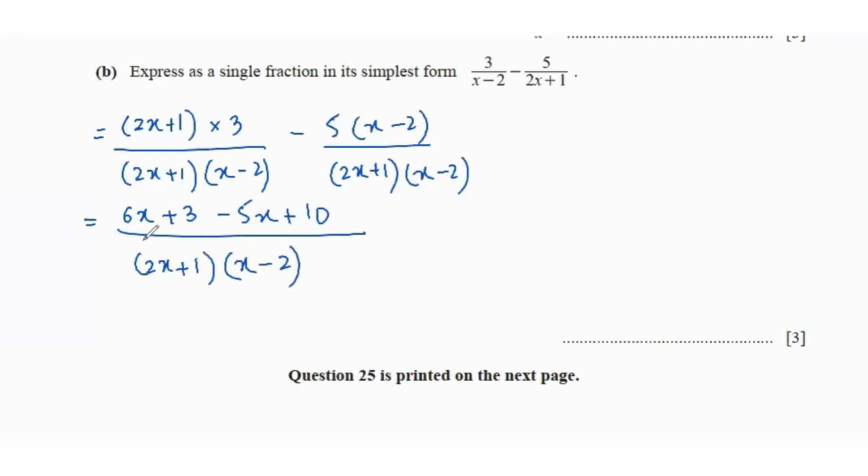Combine the like terms in the numerator. 6x minus 5x is x. 3 plus 10 is 13. And the denominator remains the same. You can expand the brackets if you want to, but you can even keep it as it is.